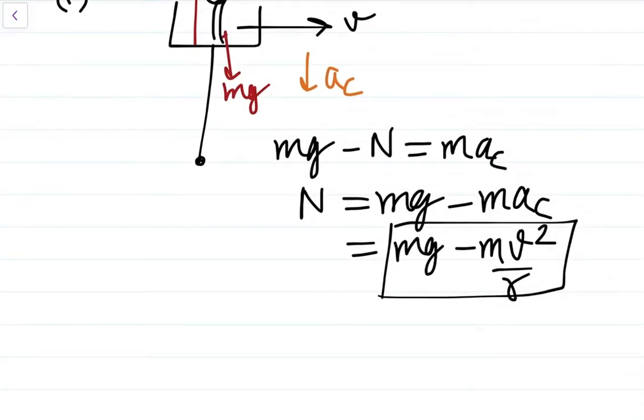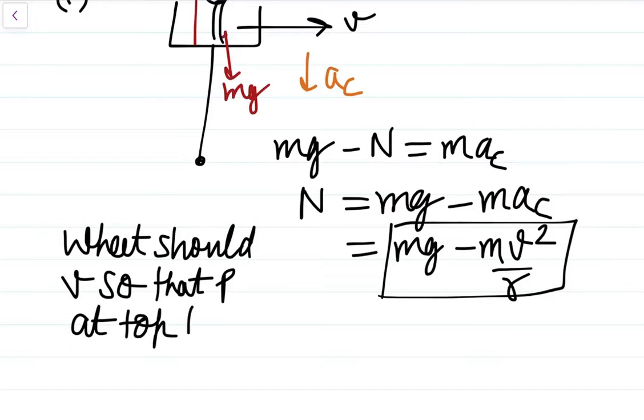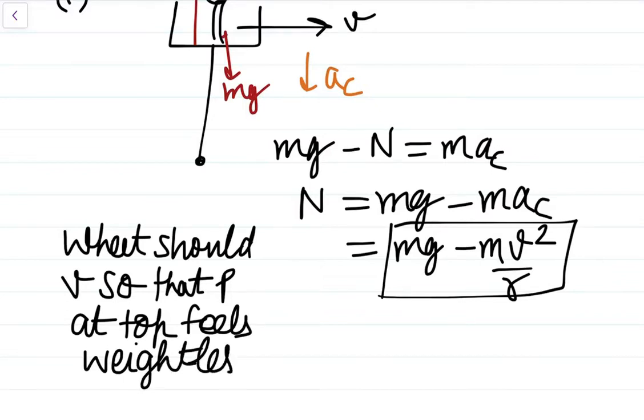This is the normal reaction, the force experienced by the person who is sitting at the top of the Ferris wheel. But if the question asks what should be the velocity so that the person at the top feels weightless, mark my words, the person at the top feels weightless.